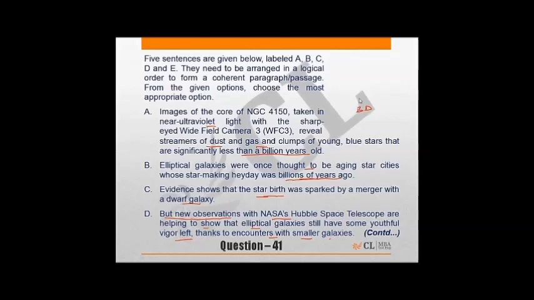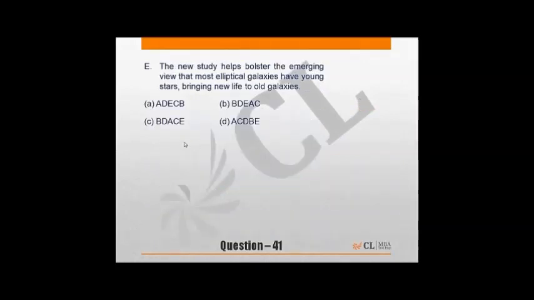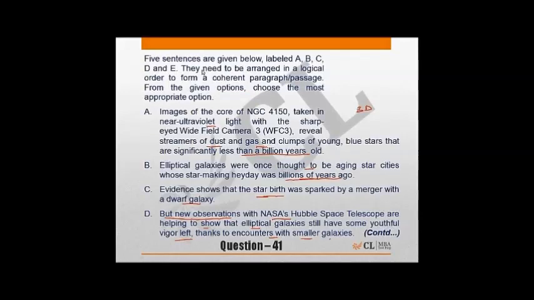Let's go to the 5th statement also. E. The new study helps bolster the emerging view that most elliptical galaxies have young stars, bringing new life to old galaxies. Okay, it's talking about some new study. Let's have a look at which that new study is. The new study could be based on the evidence showing it was sparked by a dwarf galaxy. The new study could be here. Okay, but B, D are connected is what I reasonably showed.